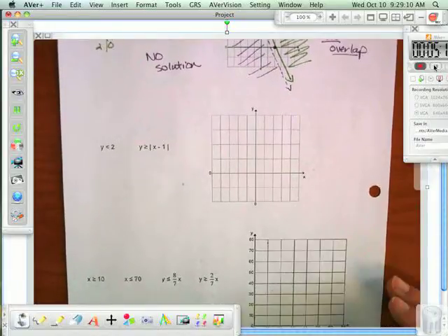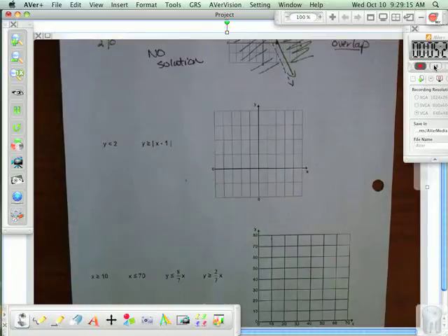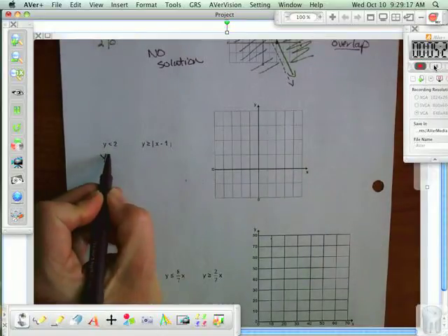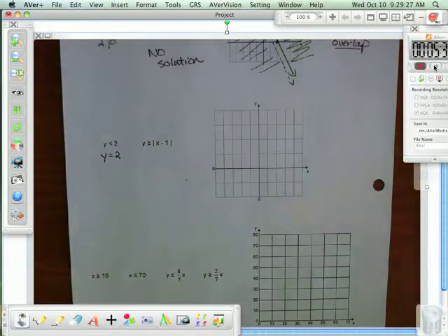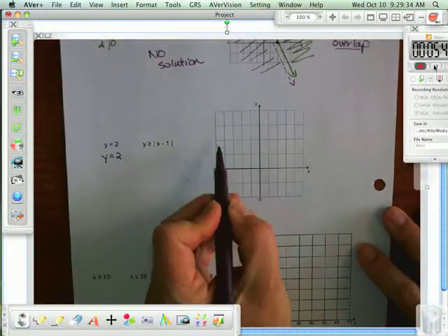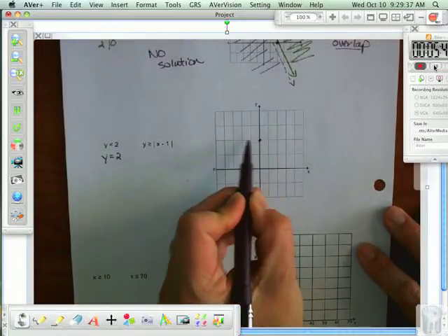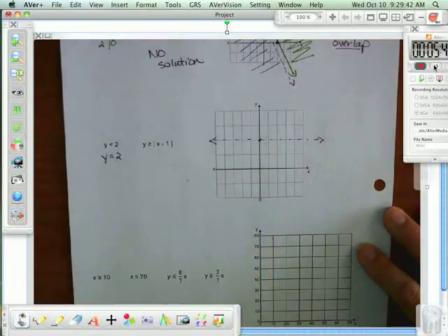All right, let's see what happens here. Okay, again, I have a y is less than 2. If it helps you, think of it like this. What kind of line is that? That's telling you all the y's are what? 2. So what kind of line is it? Horizontal. 0 slope. It's a horizontal line. Okay, so I'm going to draw a dashed line where all of the y's are 2.